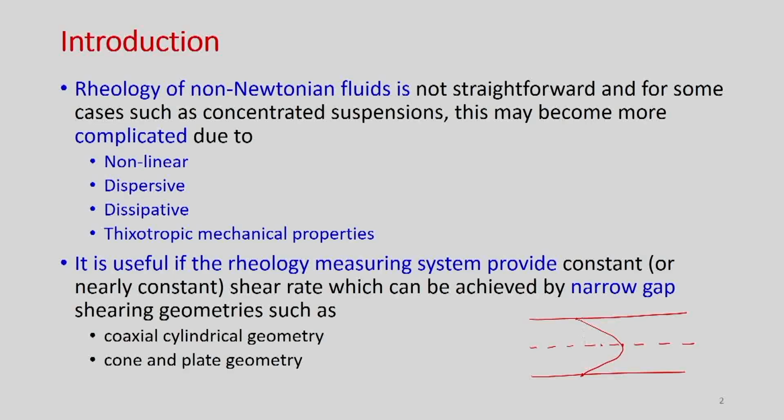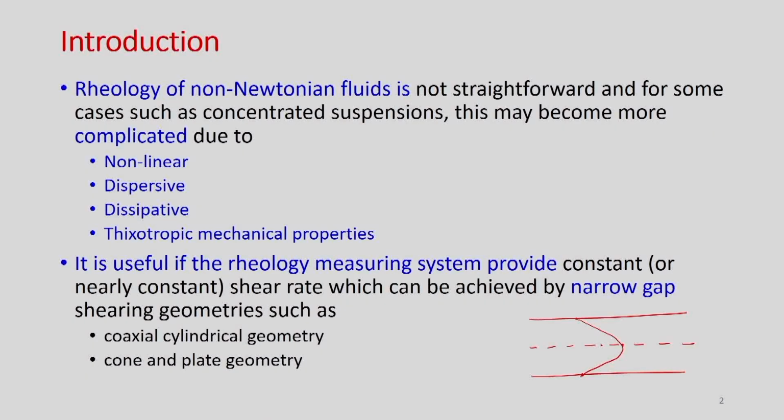If the shear rate is changing across the cross section of the geometry shown here, then which value of the shear rate should be taken? So, it is primarily important that whatever geometry system you take for measuring the rheology of a fluid, it should provide a constant or almost constant shear rate for a given fluid. How can we achieve this? This is possible if you have very narrow gap shearing geometries, such as coaxial cylindrical geometry, cone and plate geometry. If it is capillary geometry, very narrow diameter capillaries, etc.